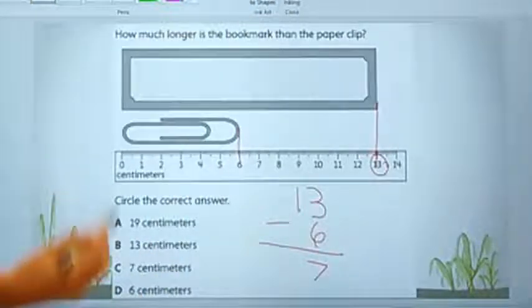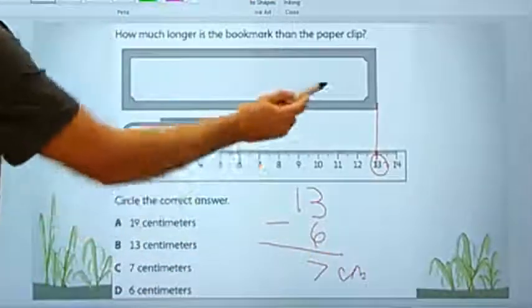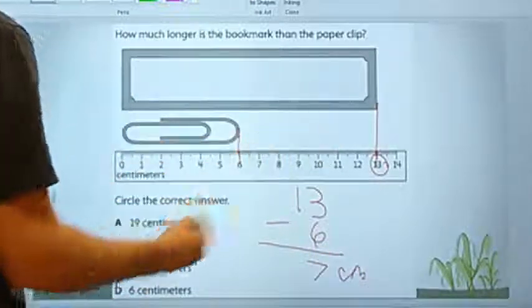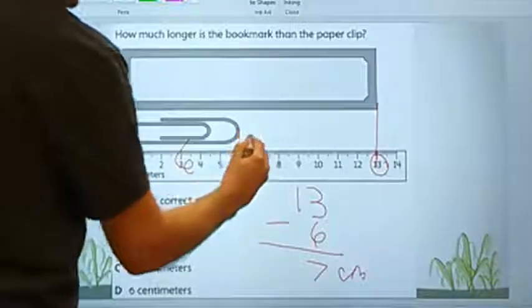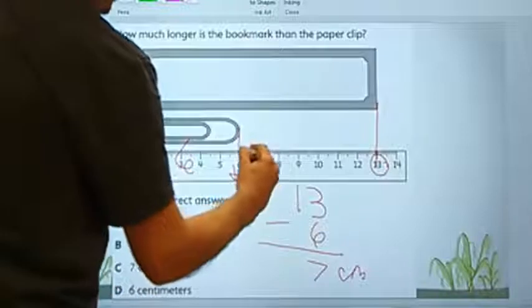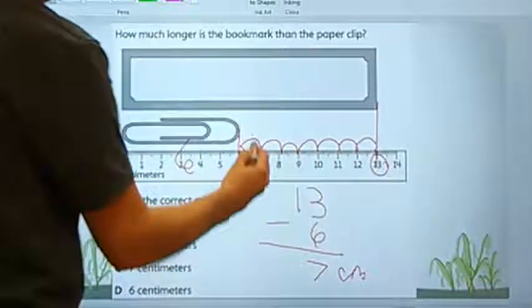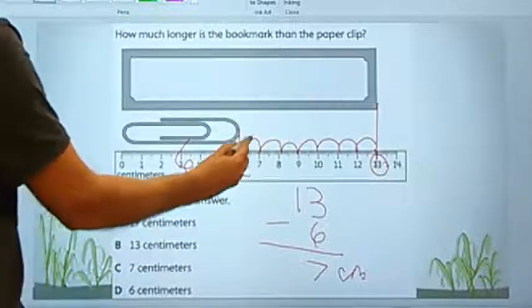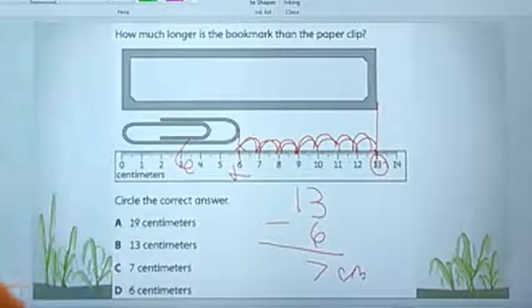I also could do that math in my head. So 7 centimeters. I know the bookmark is 7 centimeters longer. So it's this 6 right here plus, this would be 7. 2, 3, 4, 5, 6, 7. You see those 7 centimeters? 1, 2, 3, 4, 5, 6, 7. So the answer would be C there. All right, let's go to the next one.